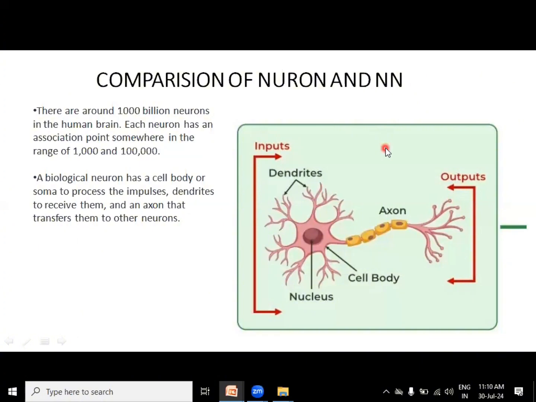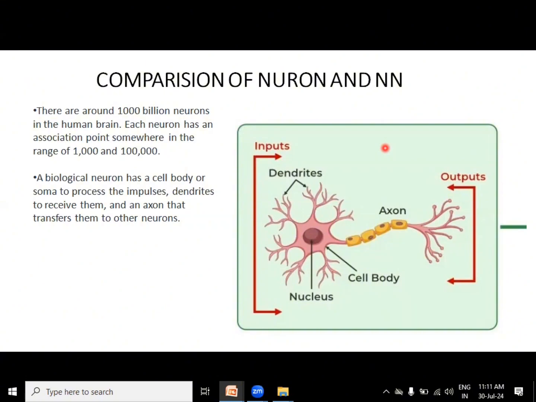Next, we are going to discuss the comparison of neuron and neural networks. I already told you, neural networks are inspired by the biological neuron, meaning they mimic the function of human behavior. So we are going to discuss the relationship between neuron and neural networks. We know that our human brain contains nearly 1000 billion interconnected neurons, which process information. How do we act very smartly? It's all because of the biological neuron.